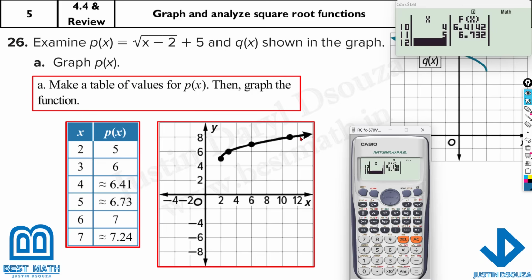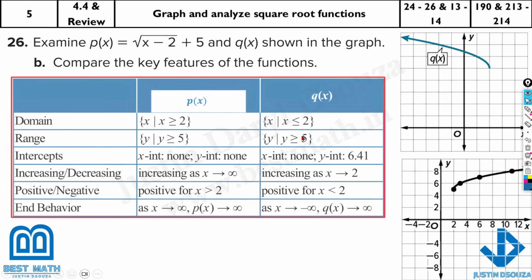Next is very important. We are comparing. What is the domain? See, both are square root functions. What is the domain here? x is greater than or equal to 0. y is greater than or equal to 5. That's over here. What about this one?